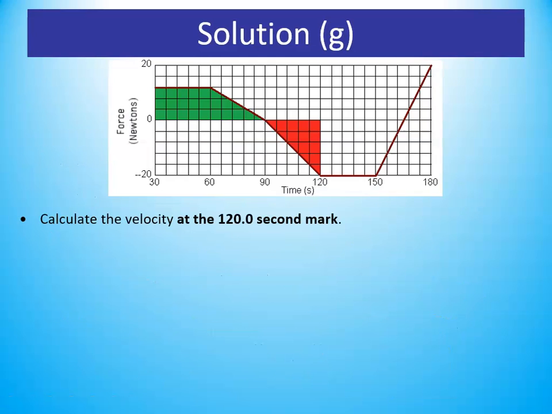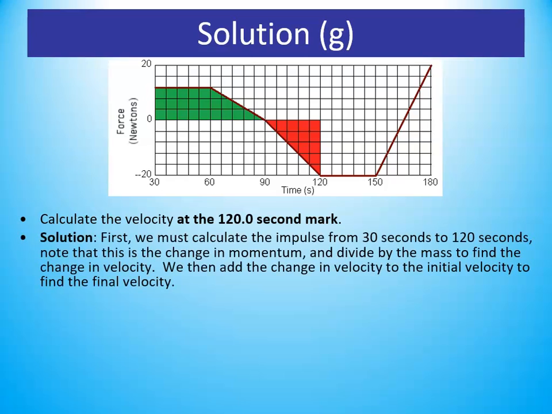Okay, next part, calculate the velocity at the 120-second mark. So in this case, well, we need to add up 3 different areas, or 2 different areas. If you want to call the green part a trapezoid, that's fine. Then we just have two different areas. Here, we're going to break the trapezoid down into a rectangle plus a triangle. So we'll call it three different areas.